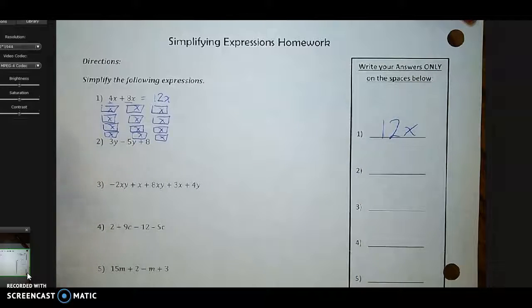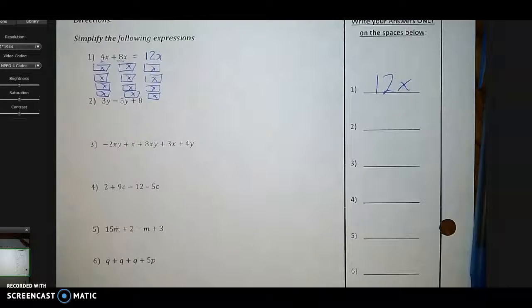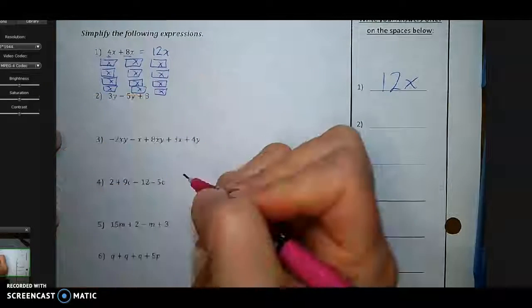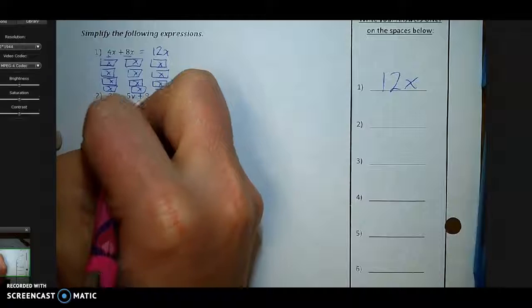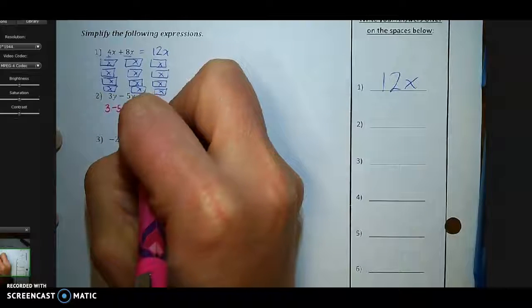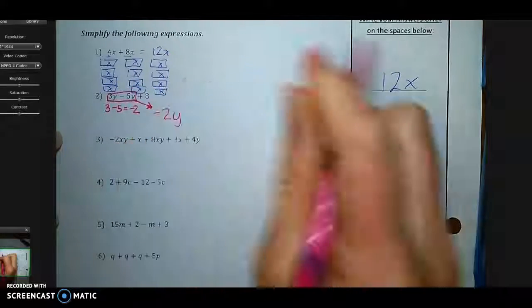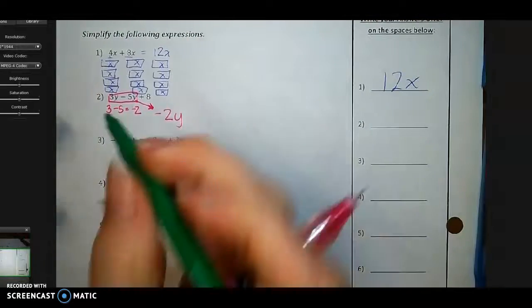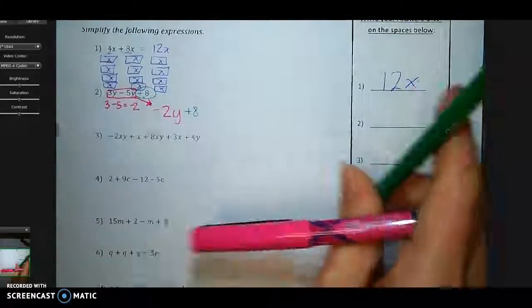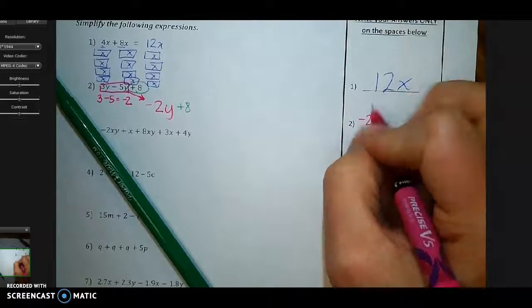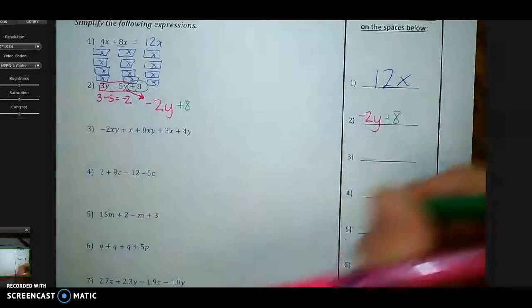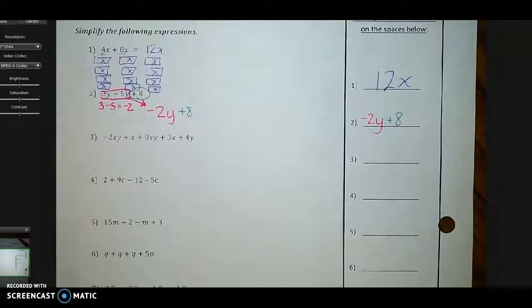On the next one, it's just a different variable, but it's the same exact rules that we're going to follow. So I have 3y's, and I want to take away 5y's. Well, 3 minus 5 is negative 2. So I'm going to have negative 2y when I combine these right here. And then I'm adding an 8. So my expression ends up being negative 2y plus 8. That's what I can combine that down to.